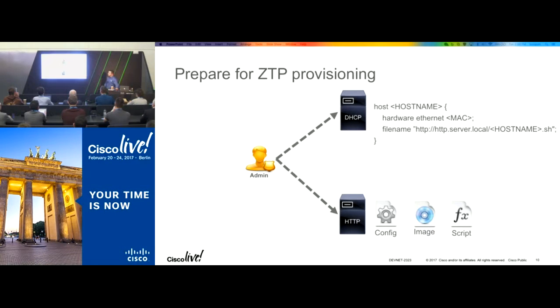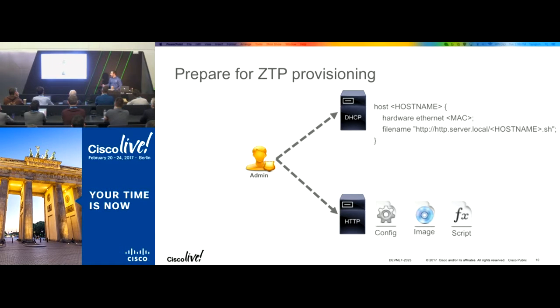So what you will need to do to prepare for this is on the DHCP server, I'm assuming you already have a functioning DHCP server scope, that's not included. You'll need to add, it's recommended to add a particular hostname and a reserved entry for that device. Add the MAC address so that it identifies that particular device, and then the file name attribute, which points to the script. On the HTTP server, you'll have to upload your config, image, and your script, obviously. So this script seems to be the center, right?